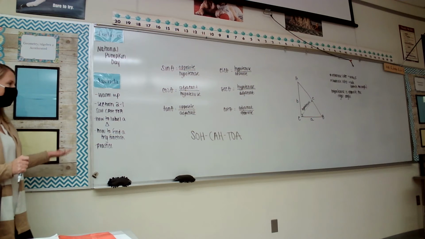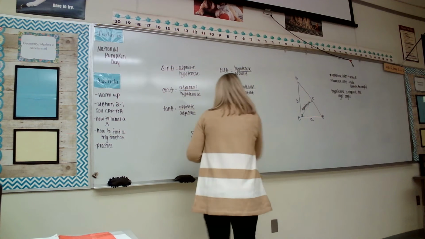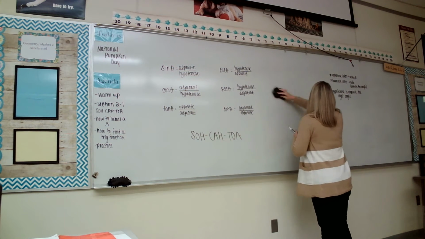Okay, so let's actually look at a triangle because this is meaning a bunch of nothing right now. So I'm going to erase this, and I'm going to make a triangle but put some numbers in.